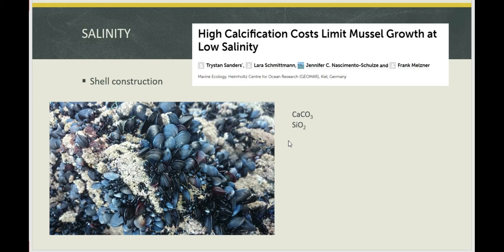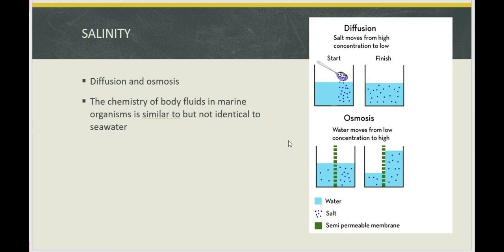If we have a change in salinity, that means that shells can either be harder to grow or easier to grow. So that's just a really simple way to think about salinity and how it might affect marine organisms. Salinity doesn't just affect shellfish, though. It affects every organism in the ocean.